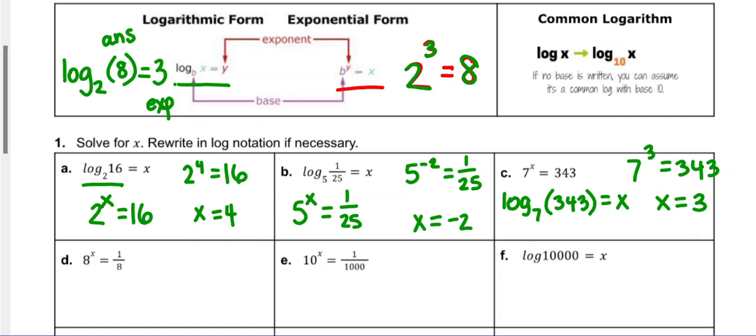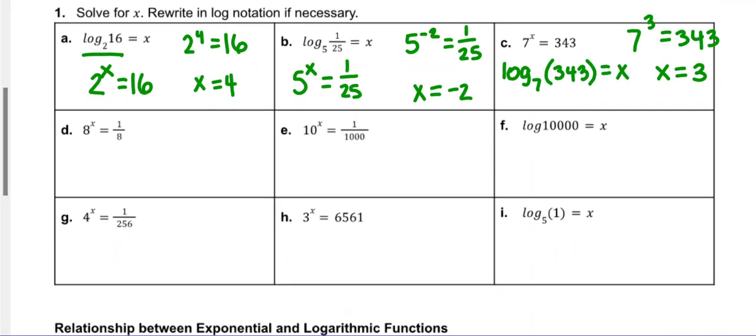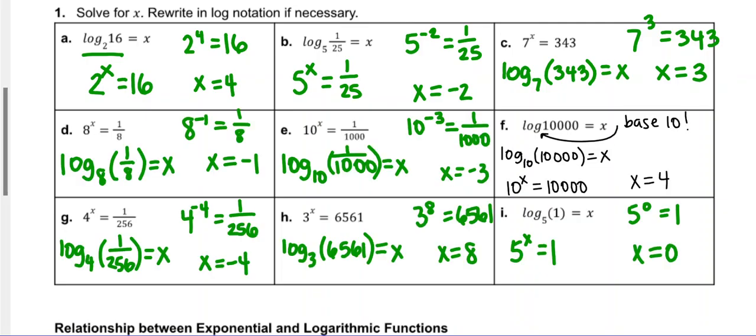Okay. All right, I want you to go ahead and try the next two rows on your own, and then when you're ready, you can come back and check your answers for these. All right, so take a moment to check your answers for these.